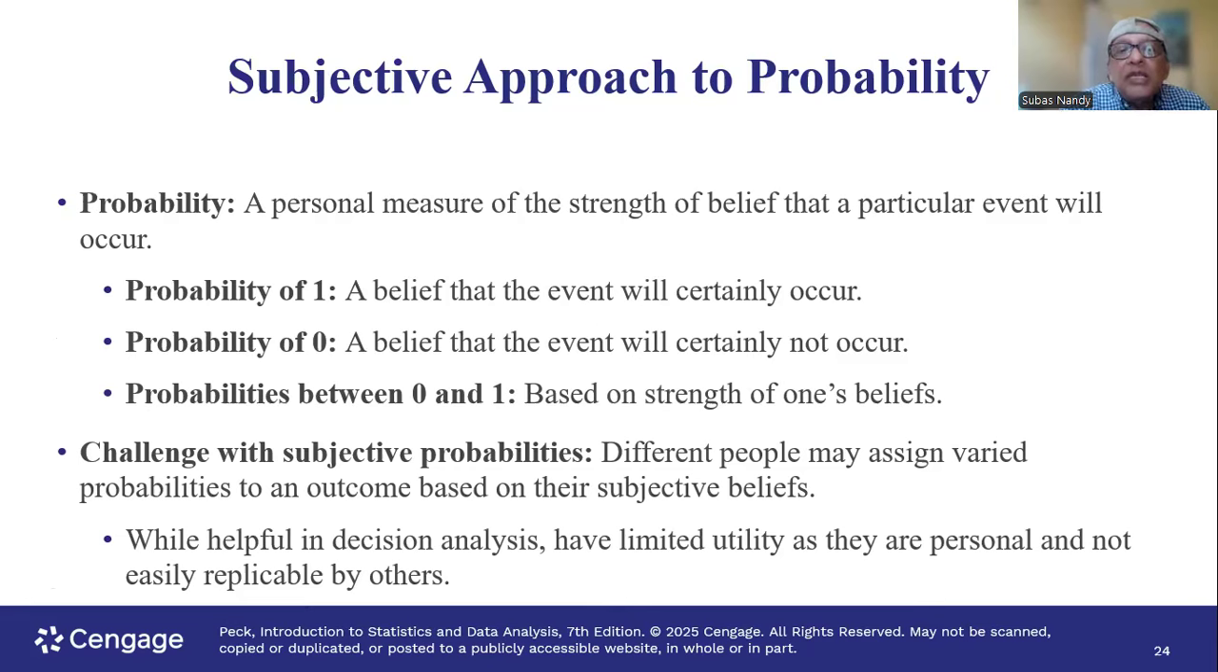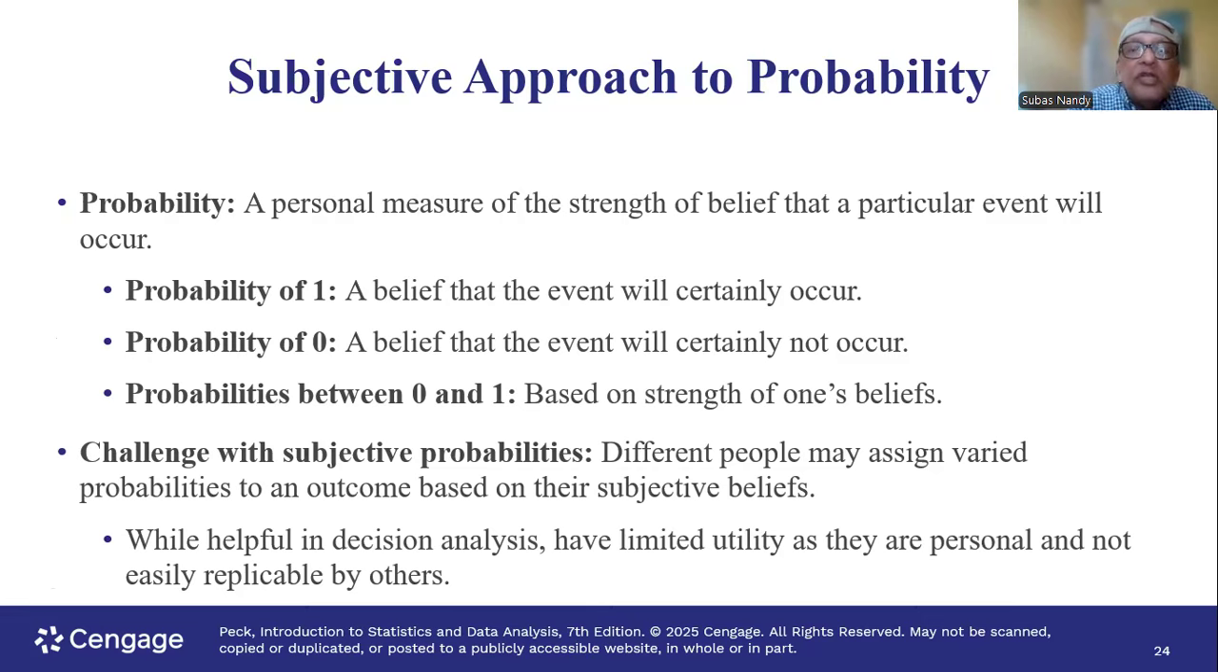So probability can be a personal measure also. The previous approach was doing the experiment and finding the relative frequency of the event in the long run. That gives you the theoretical probability, like the probability of head in the long run is 0.5. But sometimes it can be a personal measure of strength of a belief that a particular event will occur.